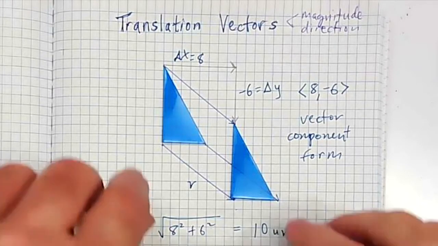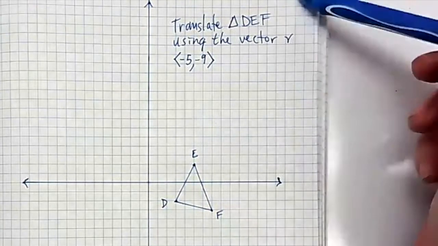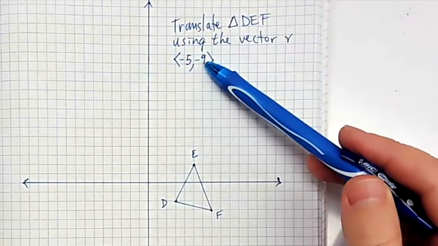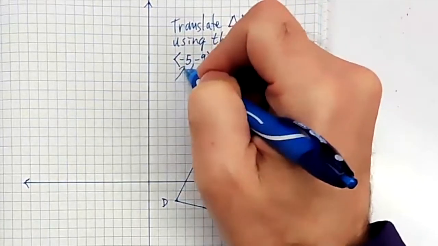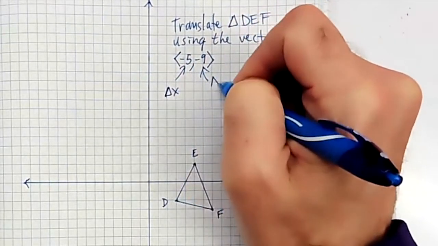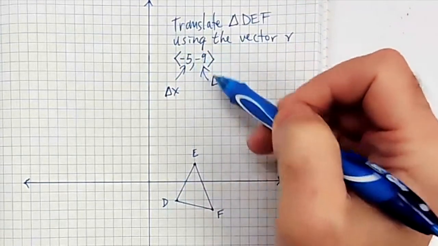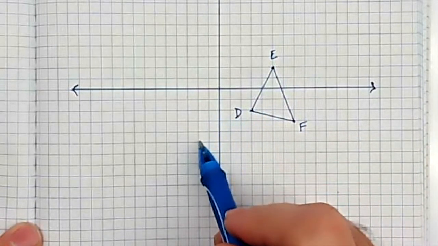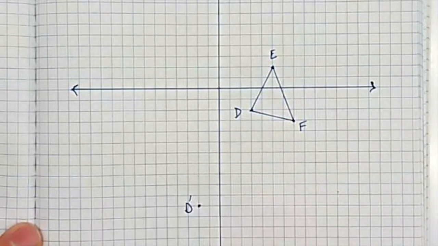Let's do a sample problem. All right, so here we have a problem with a translation vector. So we're going to translate the triangle DEF given here using the vector V, and we're given the component form of -5 and -9. This is my delta X, and this is my delta Y. So that means we're going to go 5 to the left, and we're going to go 9 down. So let's start with D. We're going to go 1, 2, 3, 4, 5, then 1 through 9 down. All right, and that's going to be my D prime.